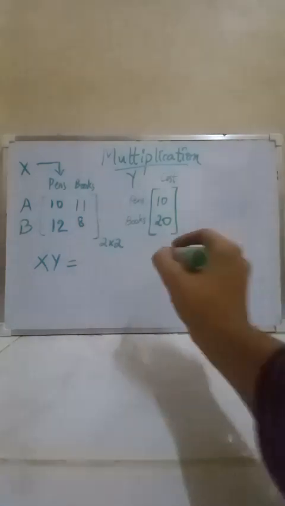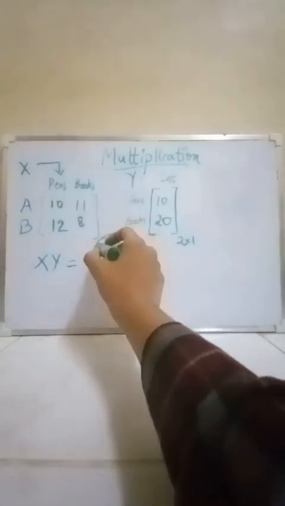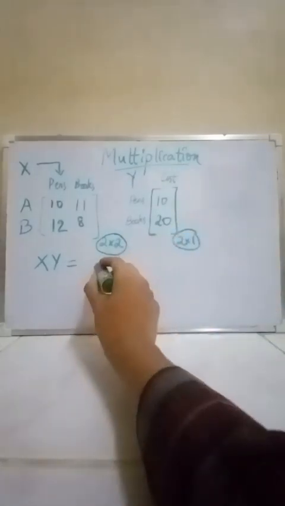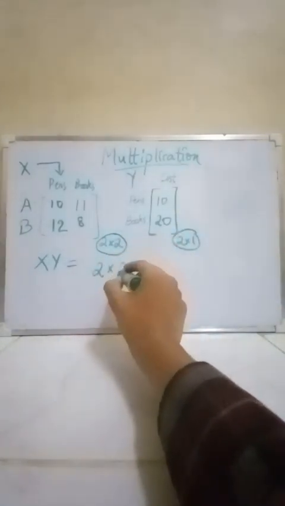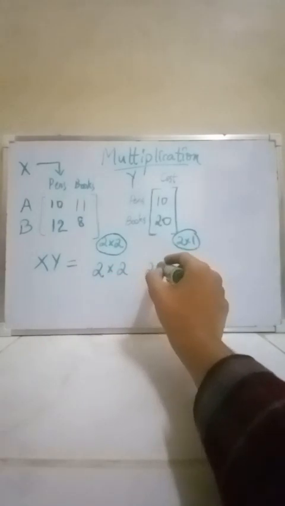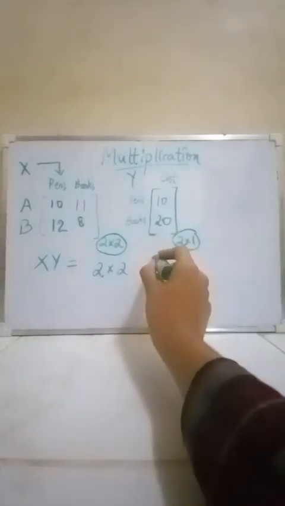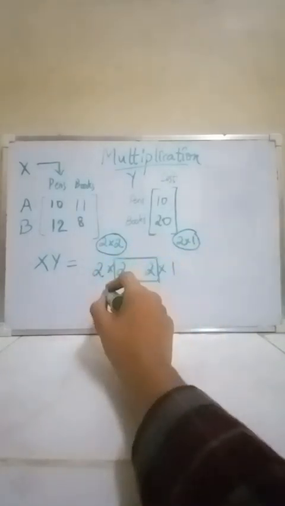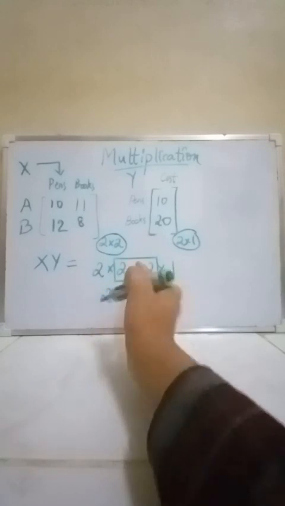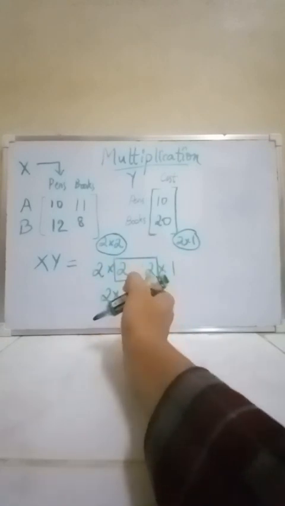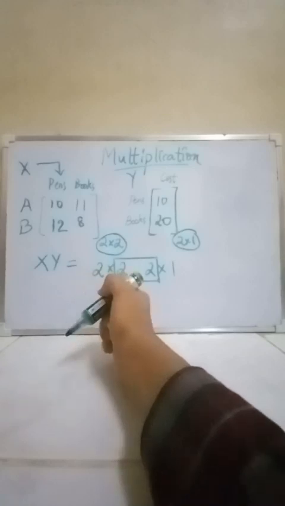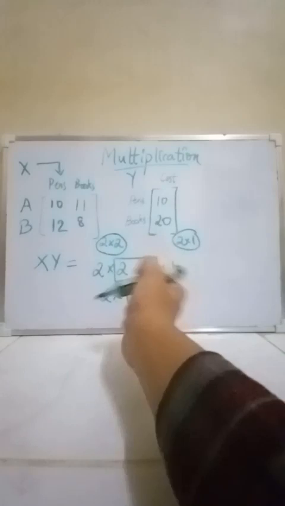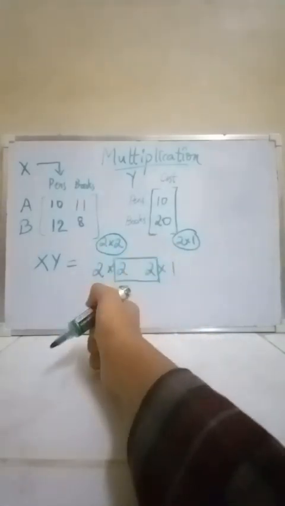And to find the order, the order of the first matrix is 2 by 2 and the second one is 2 by 1, right? The order of the final matrix is found by removing whatever is there in the middle. So the final order would be 2 by 1, because this 2 is common on both sides. The final matrix will have the order of the first number by the last number. So 2 by 1 is the final matrix order.